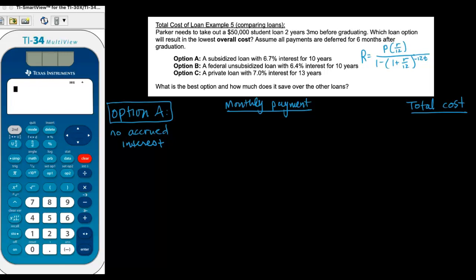So Parker needs to take out a $50,000 student loan for 2 years and 3 months before graduating. Which loan option will result in the lowest overall cost? Assume all payments are deferred for 6 months after graduation.